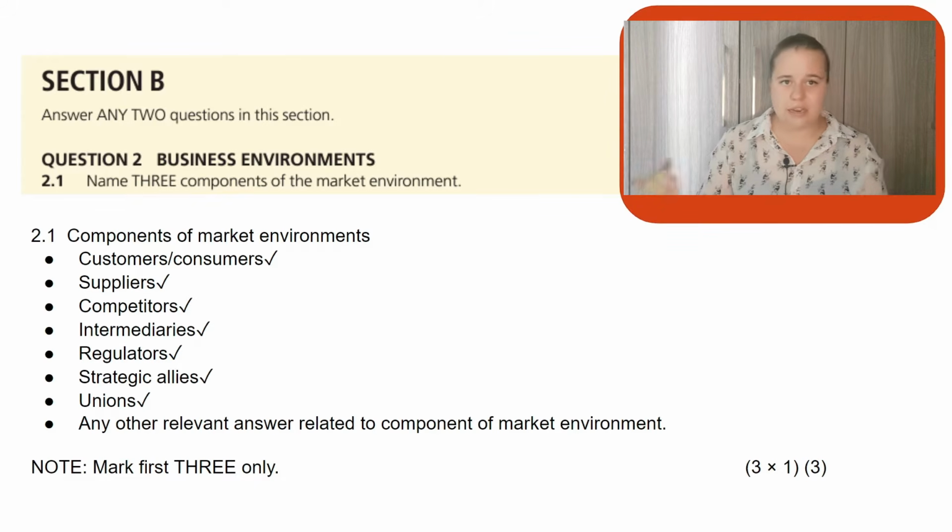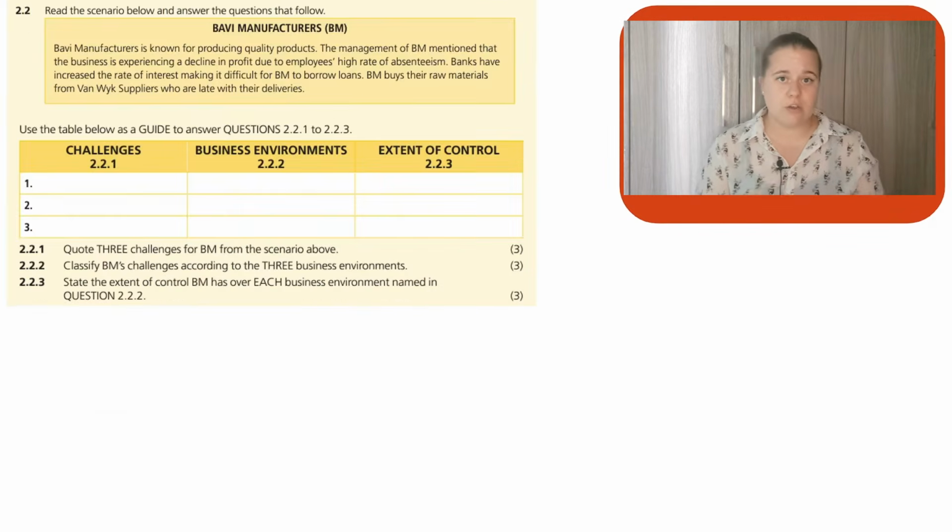So we could have listed any 3 from below. Customers, consumers, suppliers, creditors, intermediaries, regulators, strategic allies, and unions. Any 3 of those, and we would have been A-OK, and we got our 3 marks. Remember, when they ask you to name, you are simply listing. You are not using an explanation here. Again, look at the mark allocation. They're asking for 3 marks. Remember in the beginning where it said we must see what they are asking and what the mark allocation is. Then we're moving on to 2.2, the nice fun one.